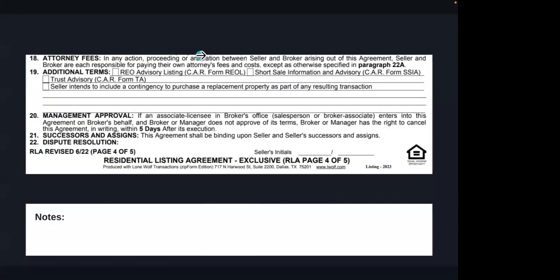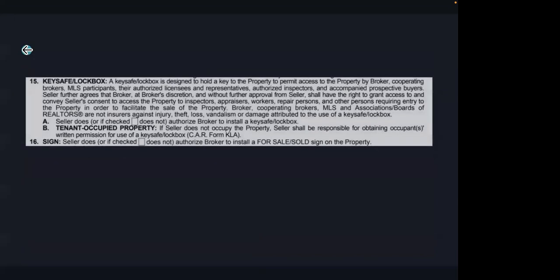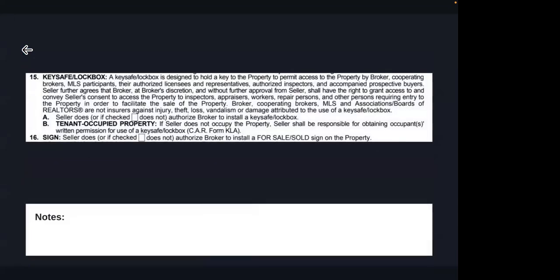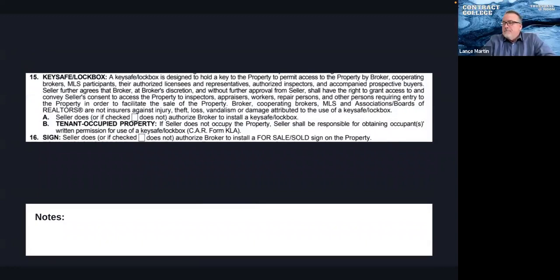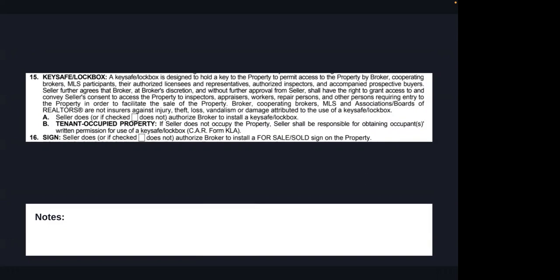I have a question about the sign. Sure. I have a listing. When my client signed the contract, they told me they didn't want a for sale sign, and then the other day she told me to put one. Do I need to do an addendum for that?